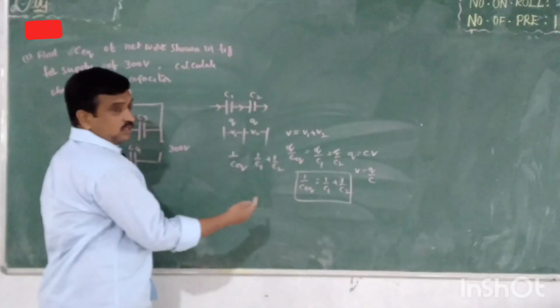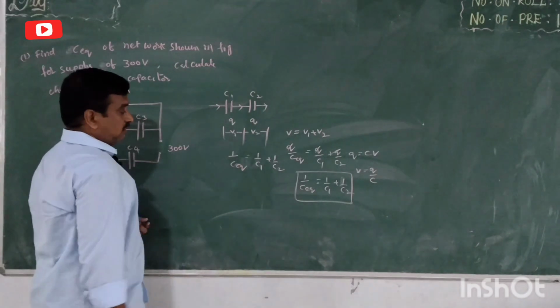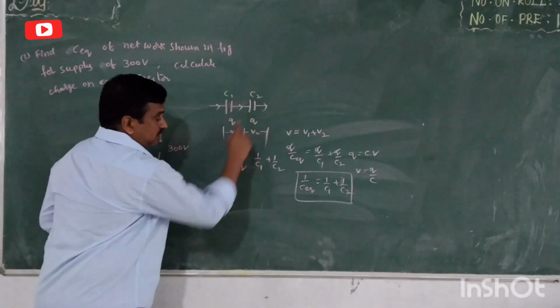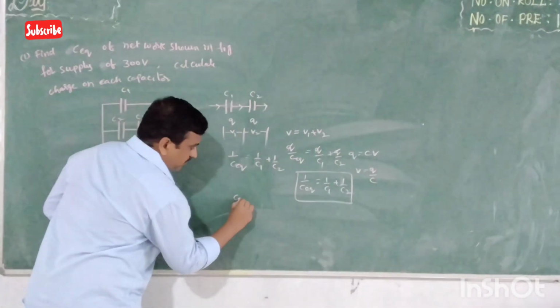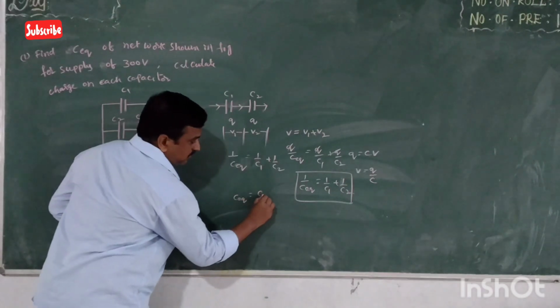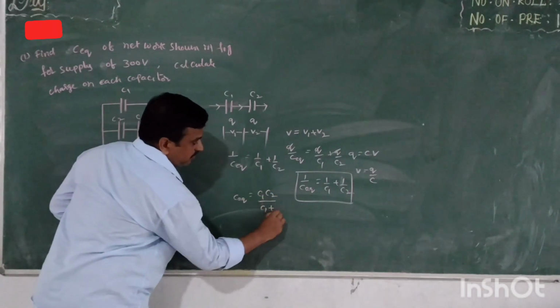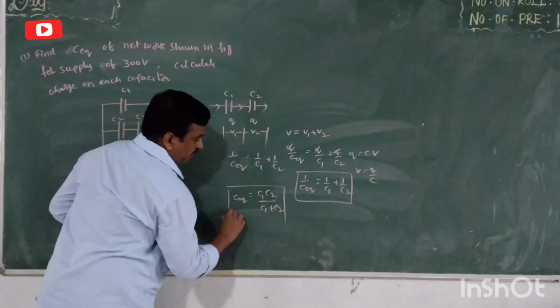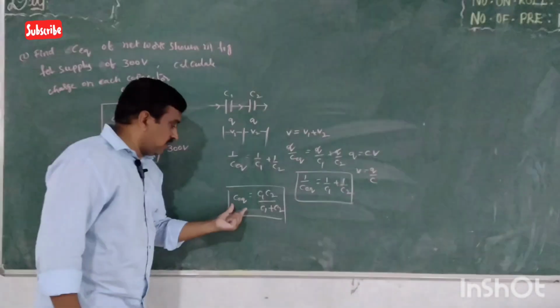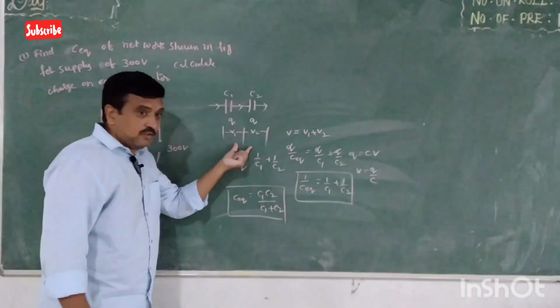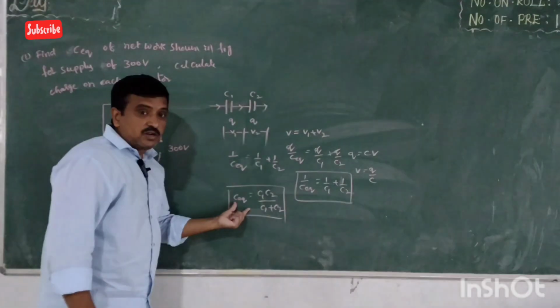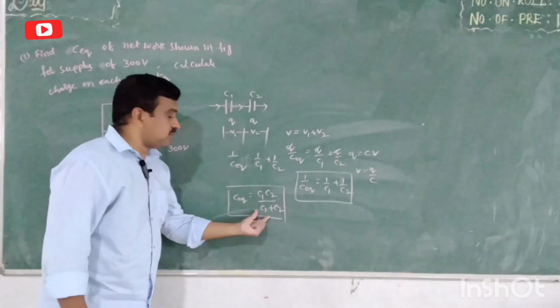C3 is there, now 1 by C3, 1 by C4, like that. For two capacitors connected in series, the shortcut formula for equivalent capacitance is C1 C2 by C1 plus C2. When capacitors are connected in series, charge is the same and potential is divided. What is the equivalent capacitance? C1 C2 by C1 plus C2.